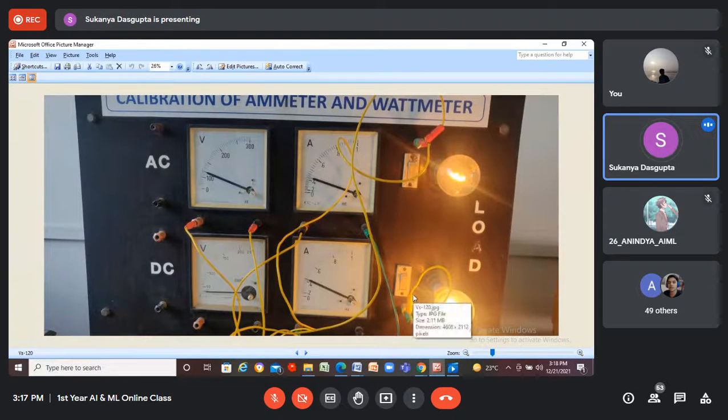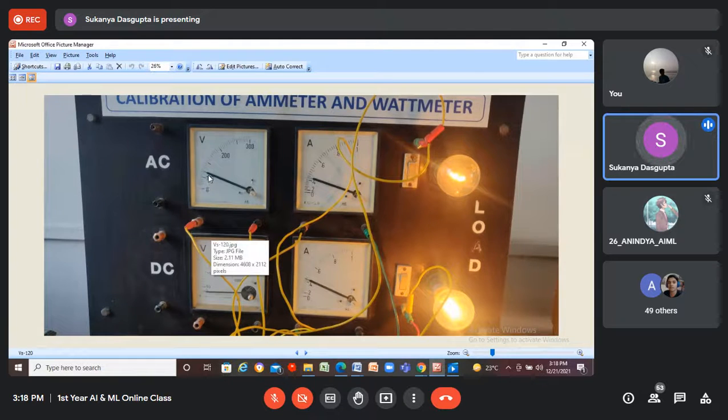Okay. So after the connection diagram, we'll vary the variac and take the readings. First, we'll take the readings of the standard ammeter and test ammeter. As I said, the upper one is the standard ammeter and the lower one is the test one.